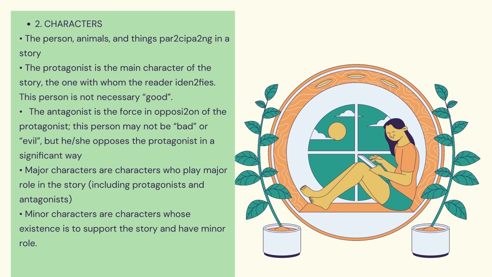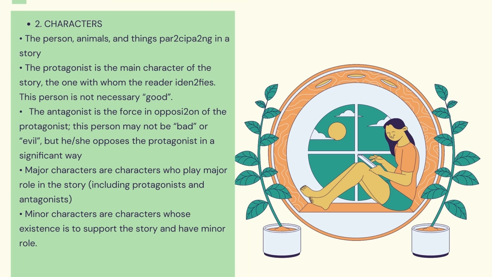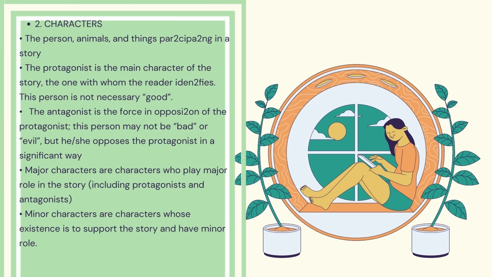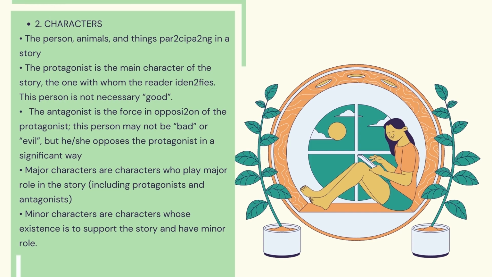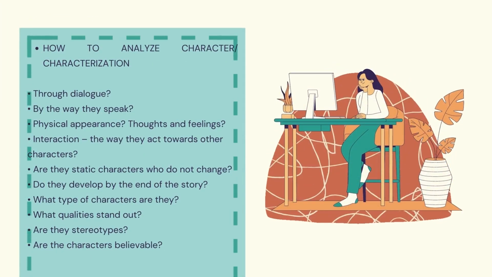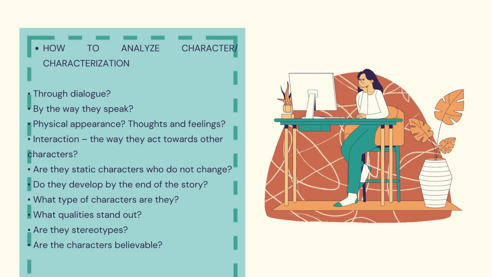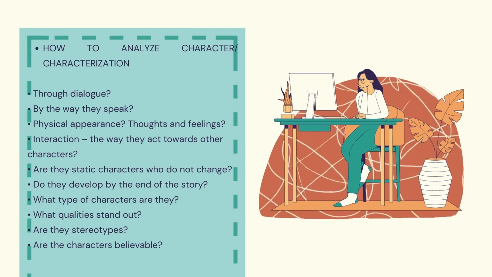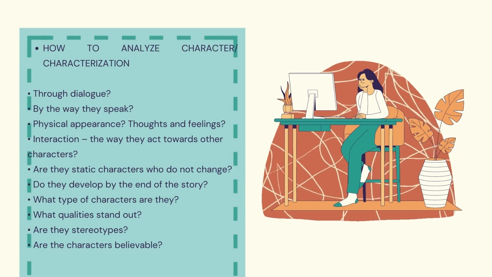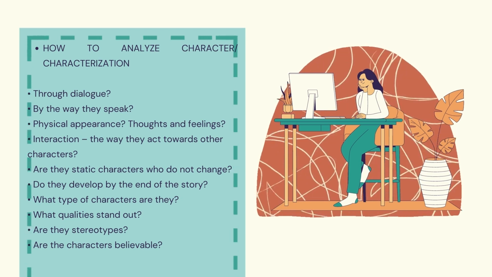Major characters are characters who play a major role in the story, including protagonists and antagonists. Minor characters are characters whose existence is to support the story and who have a minor role. How to analyze characterization: through dialogue, the way they speak, physical appearance, thoughts and feelings, interaction, the way they act towards other characters. Are they static characters who do not change?